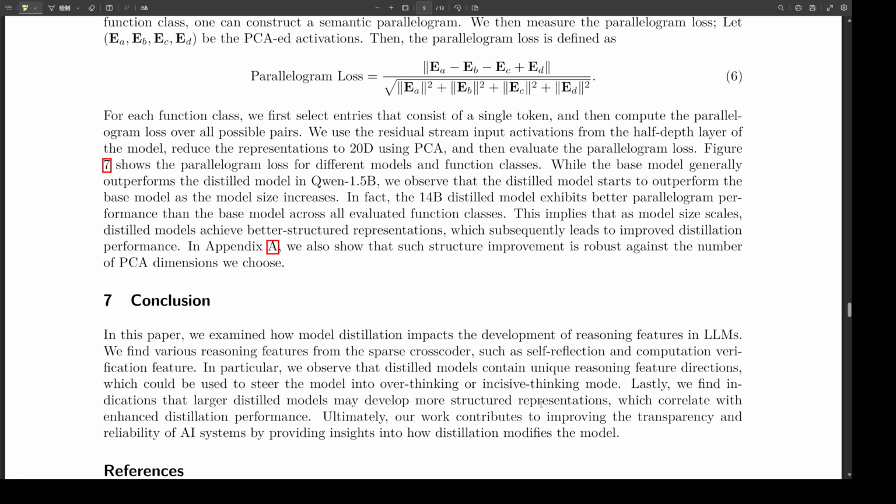It challenges this assumption that distillation always leads to a loss of structure, and hints that under the right conditions, it might actually enhance the way AI represents and understands information. Wow, this is blowing my mind. It's like these larger distilled models are finding even more efficient ways to organize information than the original models they were trained on.